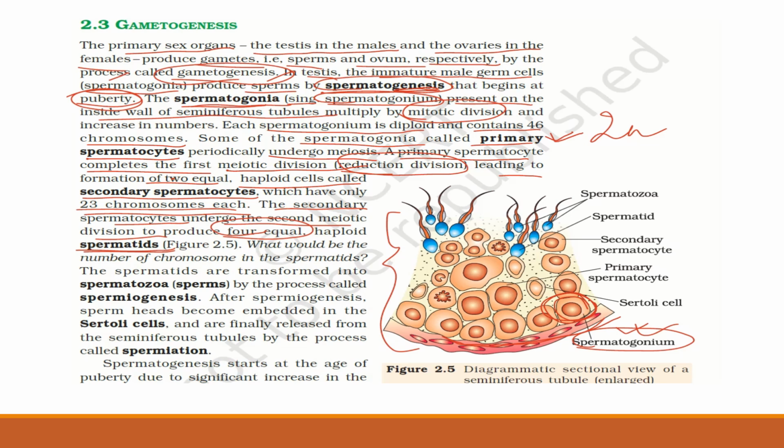Is it clear? Now we will go into the details of this. First the primary spermatocyte, and from that in the first meiotic division, secondary spermatocytes form, having two haploid cells. From those secondary spermatocytes, 4 spermatids are produced. Spermatids also have 23 chromosomes each. The spermatids are now transformed into spermatozoa, and the process is called spermiogenesis.